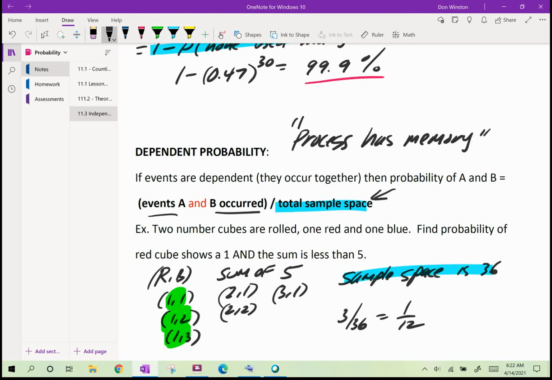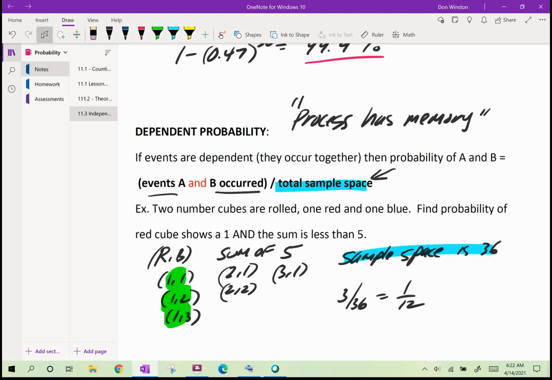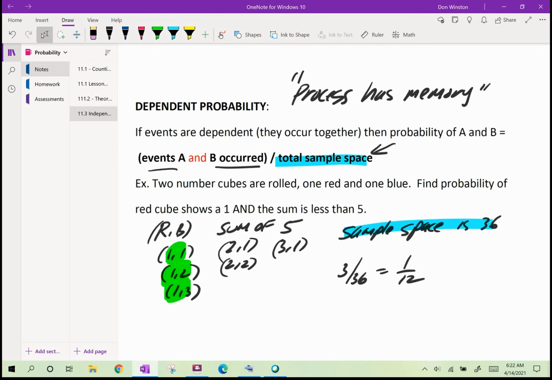Dependent probability. They happen together. The process has memory. One thing depends on the other. Okay, so example: 2 number cubes are rolled, one red and one blue. Find the probability that the red cube shows a 1 and the sum is less than 5.